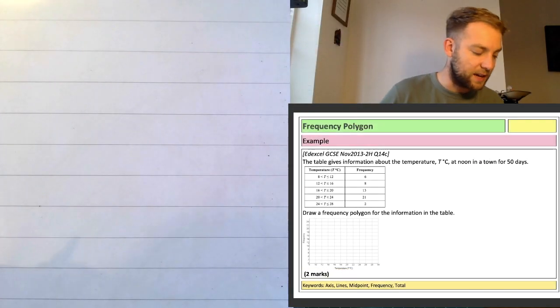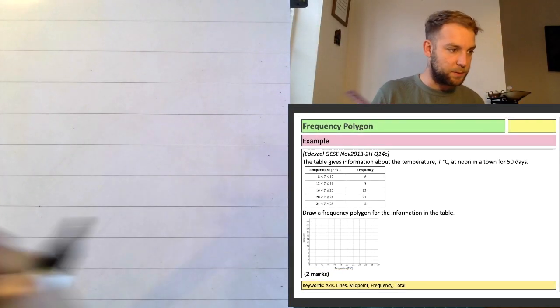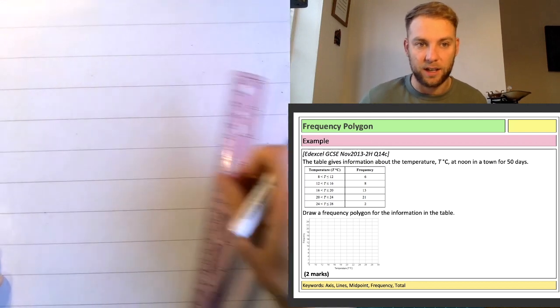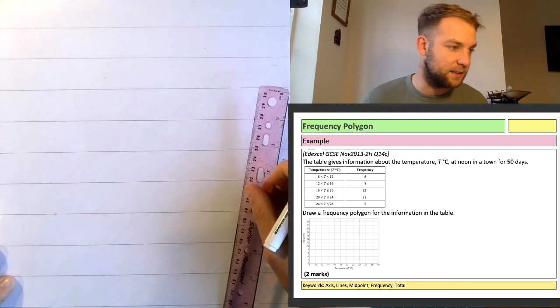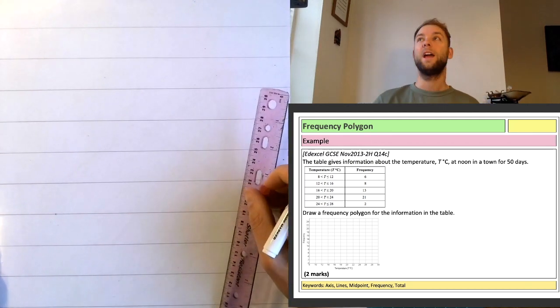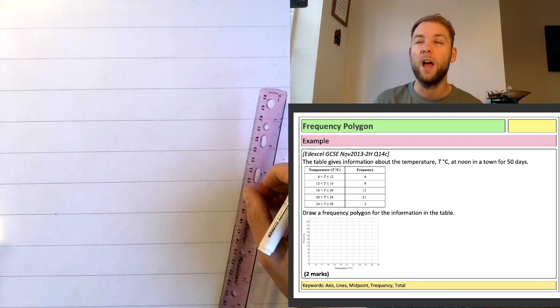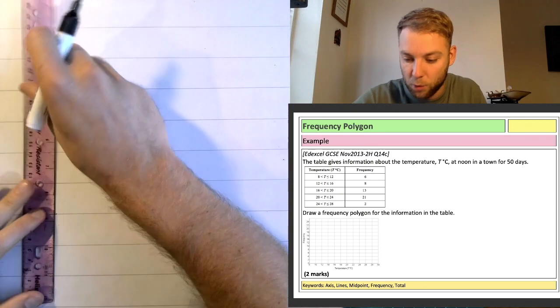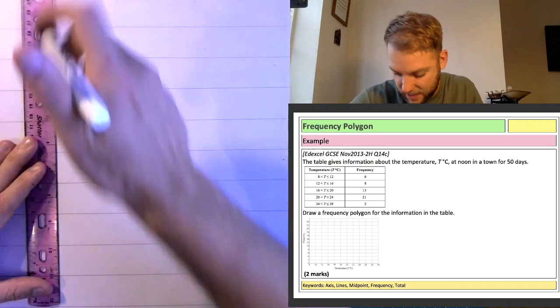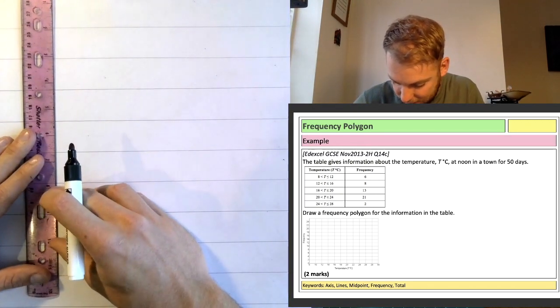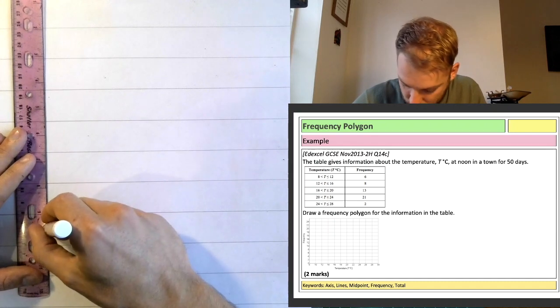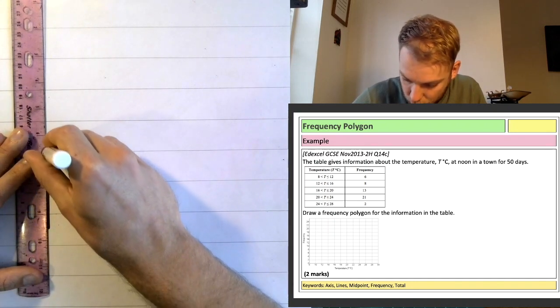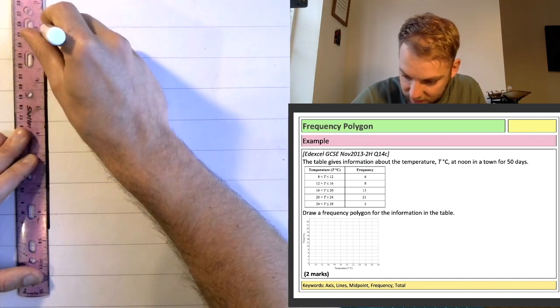Okay, so let's have a go at it together. The reason I picked this one is because the axes are a little bit trickier, aren't they? They're a little bit nastier. So I need to go up to 24. Because it's 24, I'm going to go up in 4s. And 4 goes into 24 6 times, so I need to go up 6 again. Okay, so making sure my line is straight there. 1, 2, 3, 4, 5, 6 there, like so.